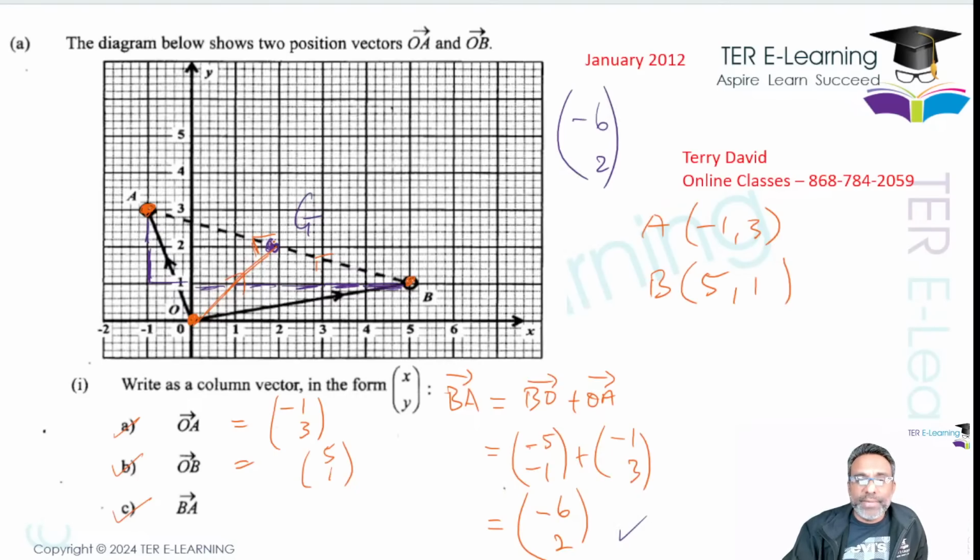Let me check something here. Yeah, if you notice where I drew this here, that's actually (2, 2). So we're good to go. That's correct.